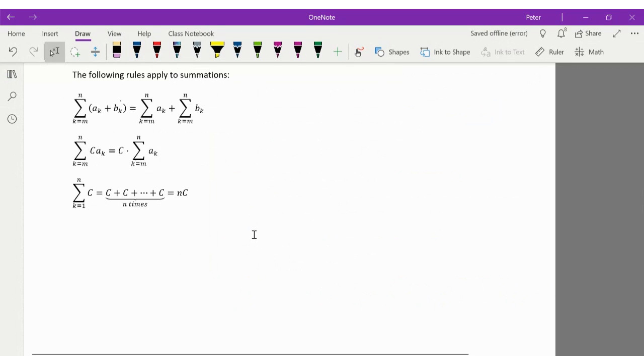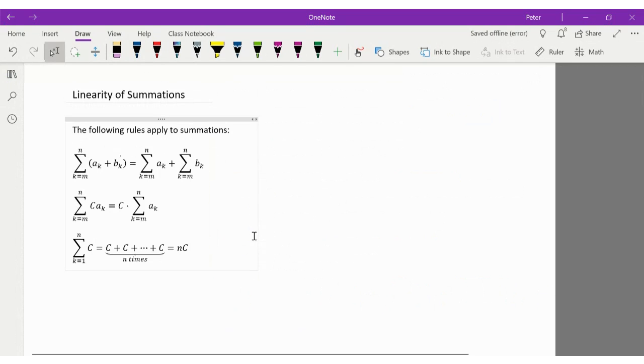The example fell off the page I had. I'll have to make one up. Okay, so first of all, you can add, if I can add summations.